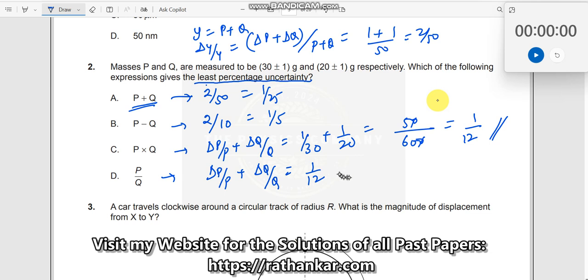Anyway, of this, now we got 1 by 12, 1 by 12, 1 by 5, 1 by 25. Which is the least of them? 1 by 25 is the least of them, right? Because the denominator is higher, 1 by denominator will be lower. So A is the right answer.